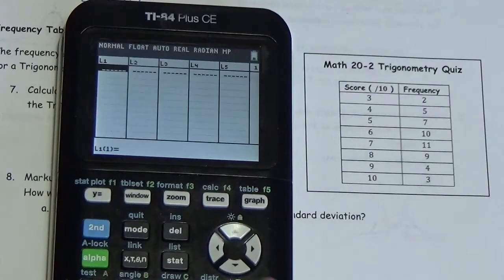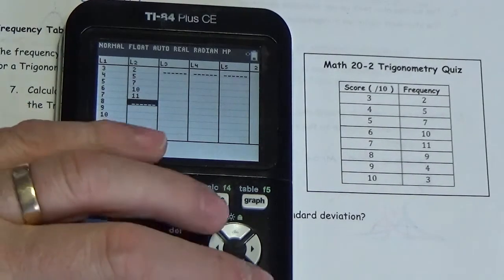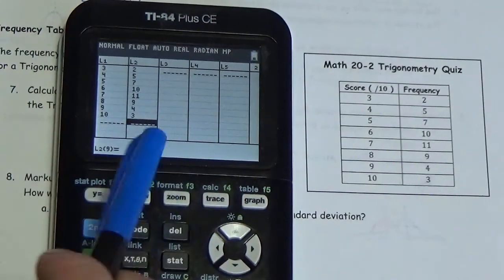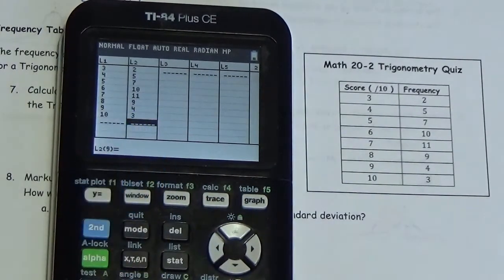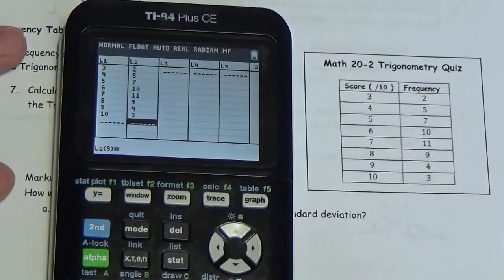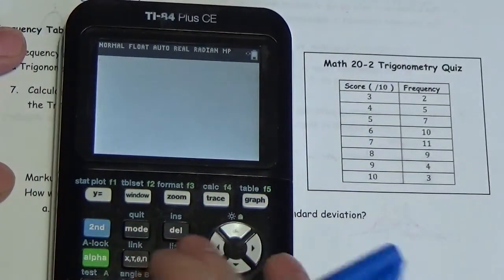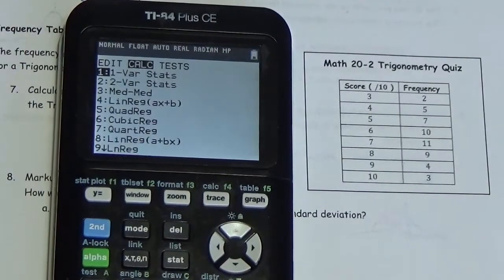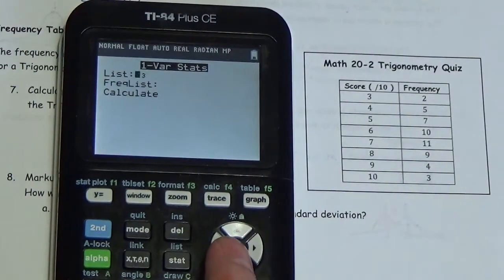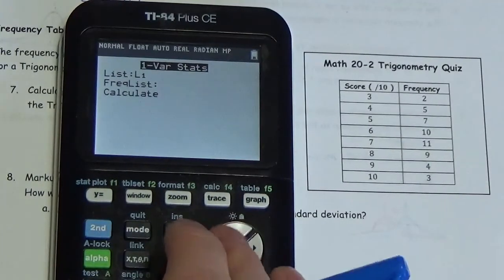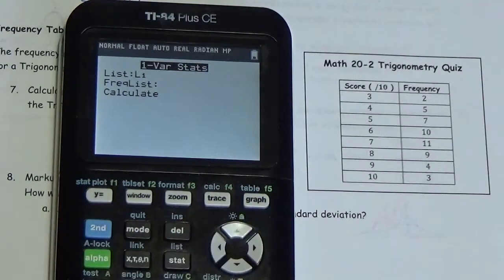So stat, edit, and it'll be 3, 4, 5, 6, 7, 8, 9, 10. And we'll come over, and that's going to be 2, 5, 7, 10, 11, 9, 4, 3. And again, I like the fact that I ended up at the same row as my previous column there, so that's good. So we'll quit. Stat, calc. This is still one variable statistics, except now I'm looking at list 1, and this time here my frequency list is list 2 here.